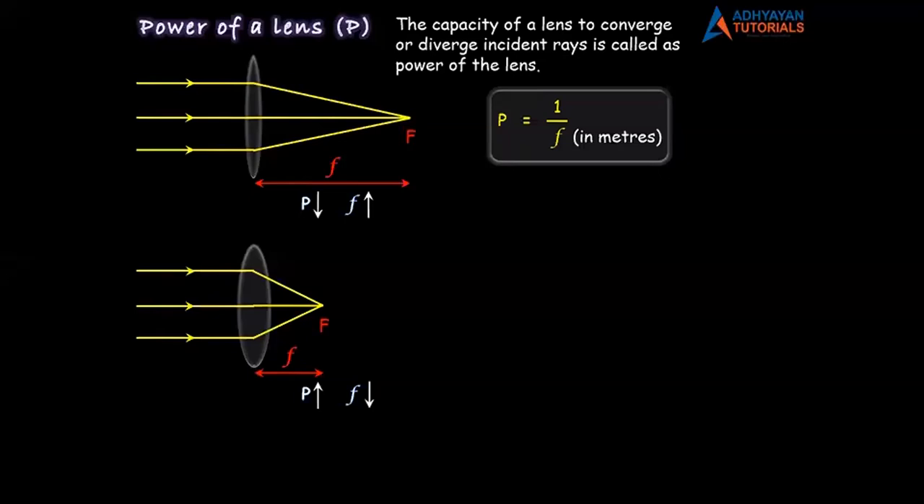Obviously focal length is measured in meters. Power will also have a unit. Remember children, the SI unit of power is diopter. I repeat, the SI unit of power is diopter and the symbol of diopter is capital D. So if the power of my spectacles is 1.5, it is actually 1.5 diopters. If the number of my spectacles is -2, it is actually -2 diopter. Remember, the SI unit of power is diopter.